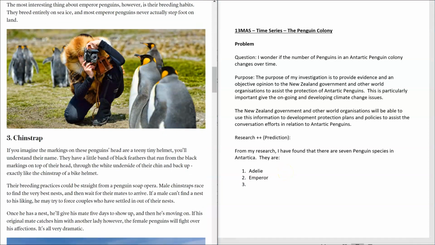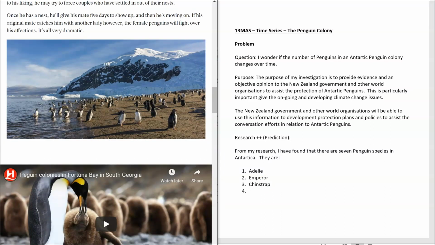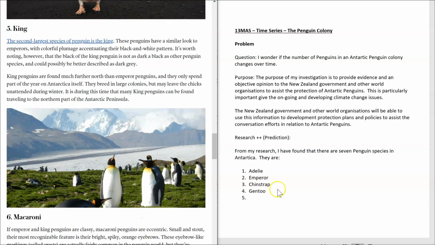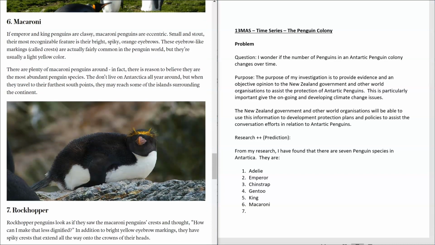Emperor, Chinstrap, Gentoo, King, 6 down the bottom, and the last one, the Rock Hopper.